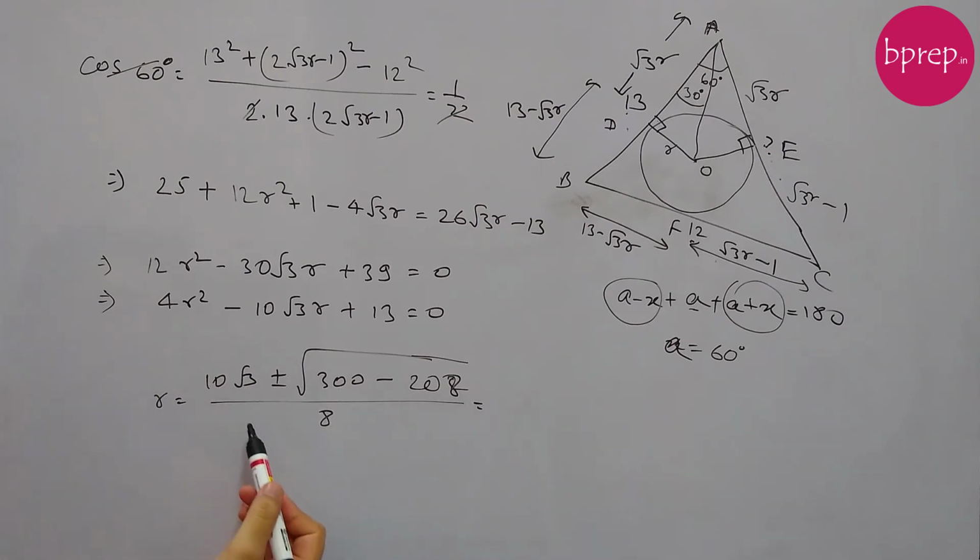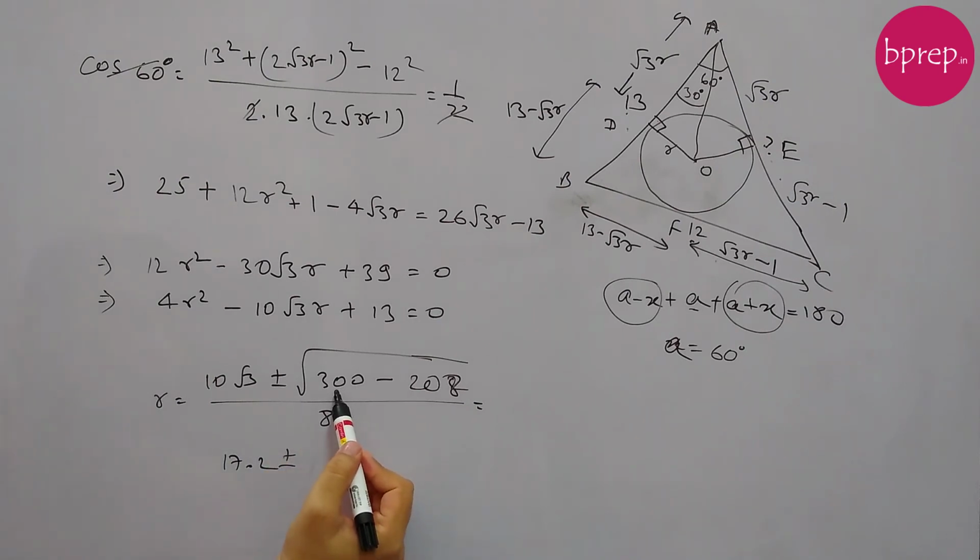Now we need to put in the approximate values. Root 3 we can assume is 1.7. So this will be 17.2 plus or minus, let's not put the root again, 300 minus 208, so 98. Approximately we can take it as 10. So 17.2 plus or minus 10 by 8. Okay, so r can have two values from here.